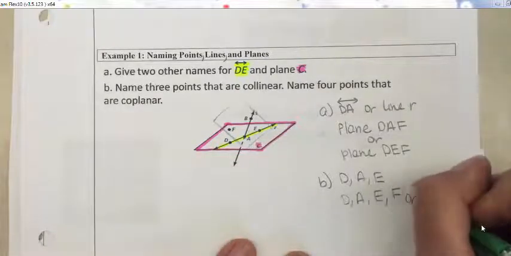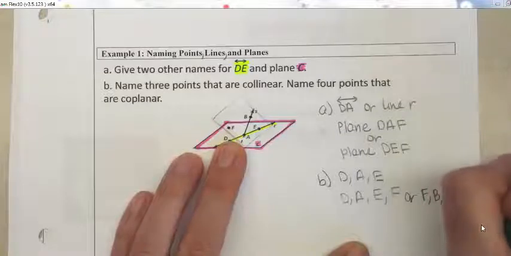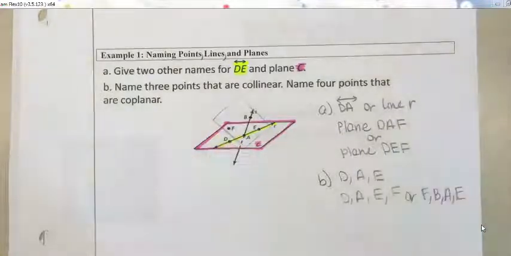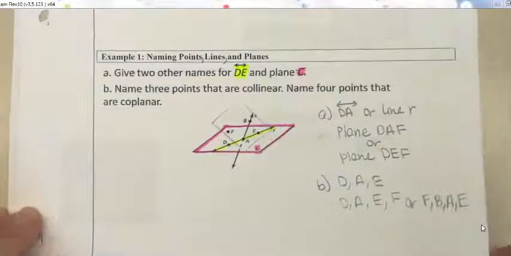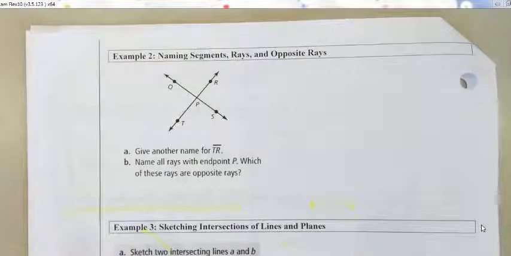I guess let me go ahead and do this one too because it was just fun. How about F, B, A, E? Okay, those are those answers. Moving right along. Now we're going to name segments, rays, and opposite rays.